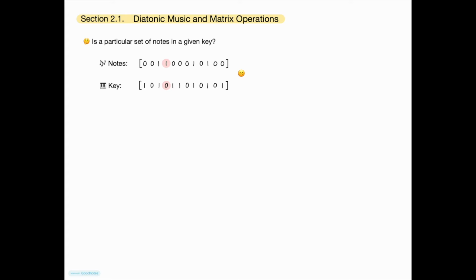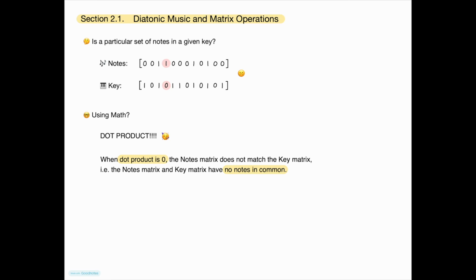Now, is there a more mathematically rigorous way of computing this? Well, let's start with the simple case in which none of the notes are in the key. To check if this notes matrix belongs to the key matrix, we can take the dot product of the two matrices. The dot product will be 0 if the note matrix and the key matrix have no notes in common. This is very similar to the concept of AND in Boolean algebra.